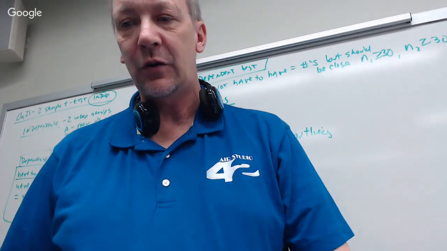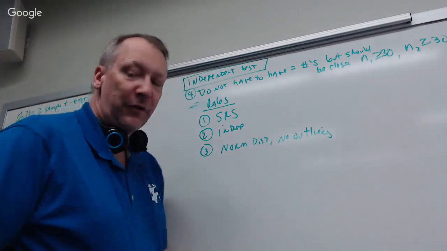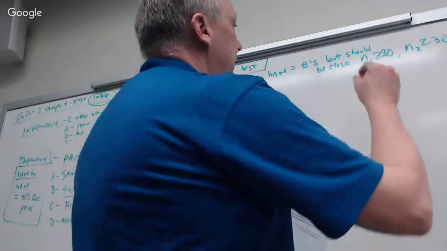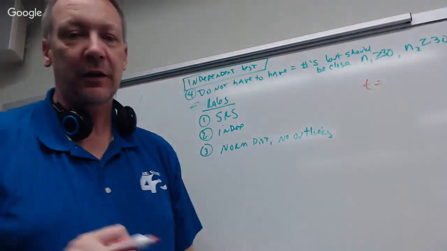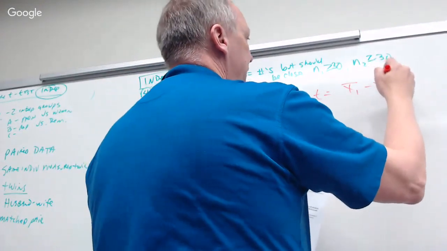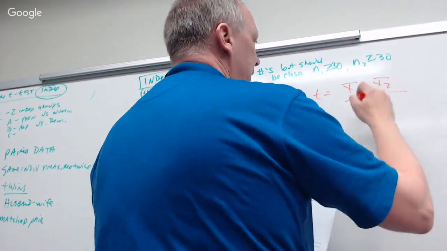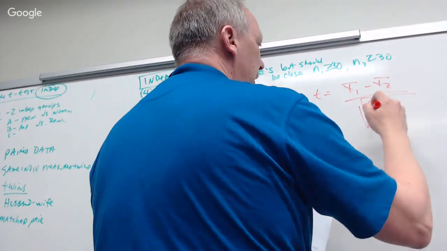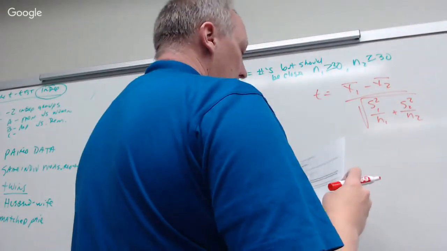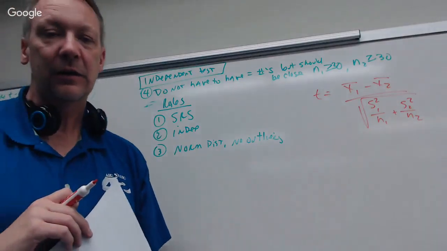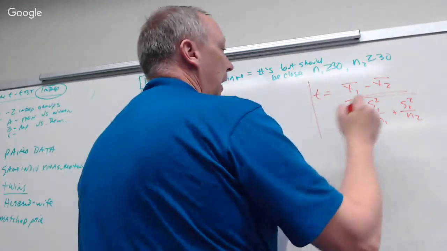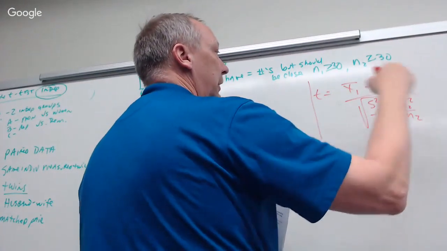Now let's go over here, okay? So the new formula, the formula of the day, is t equals x1 bar minus x2 bar over the square root of s1 squared over n1 plus s2 squared over n2. Okay? S1 squared and S2 squared.